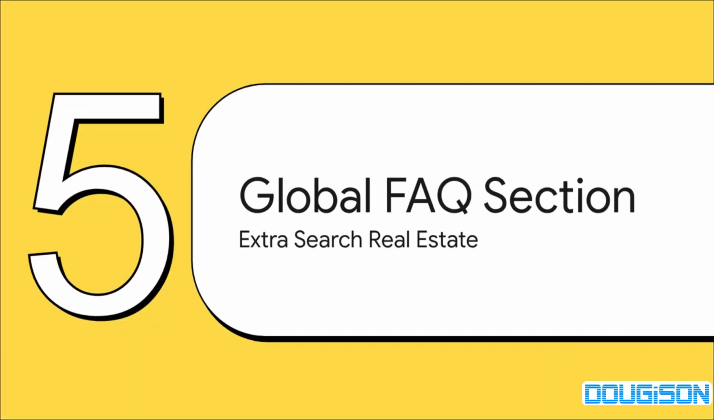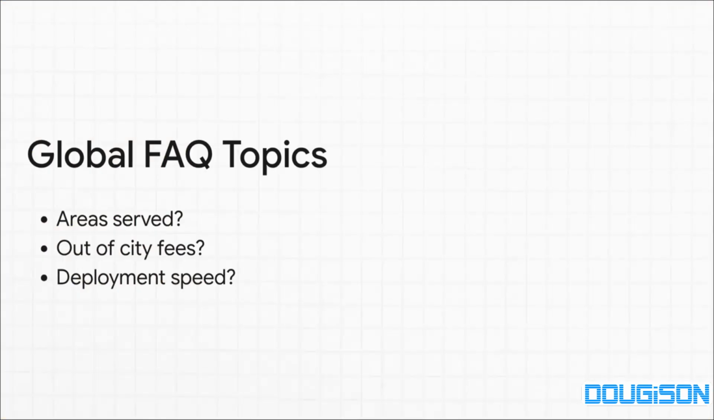Moving down to Section 5, FAQs and extra real estate. As we reach the bottom of our page structure, this part isn't just about being helpful. This is actually a brilliant insider tactic for completely dominating search engine results. You should absolutely include a short 3 to 5 question FAQ section down here. But because this is the global hub, keep the topics broad to your entire service area rather than hyper-focusing on specific products. Use broad questions like, what areas do you currently serve? Do you charge a travel fee for locations outside the main city? And how quickly can you deploy a team to my location?